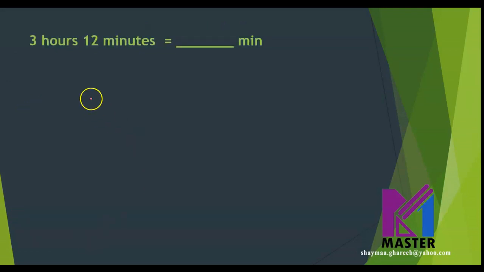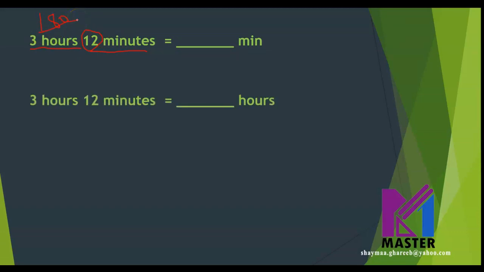Now let's do the opposite. I will find out how many minutes in total in this number of minutes and hours. I have 3 hours. How many minutes are there in 3 hours? 180 minutes. And I have 12 minutes more. So in total, 12 and 180 will be 192. Is this clear?